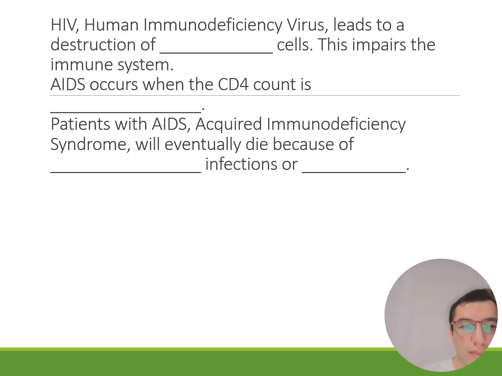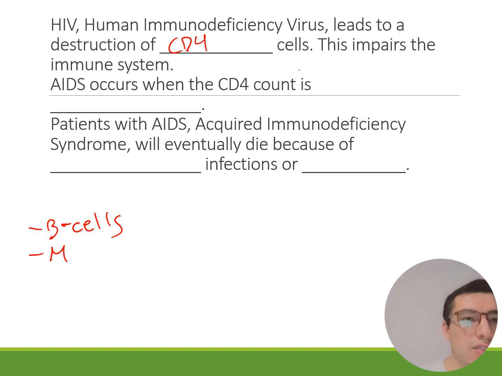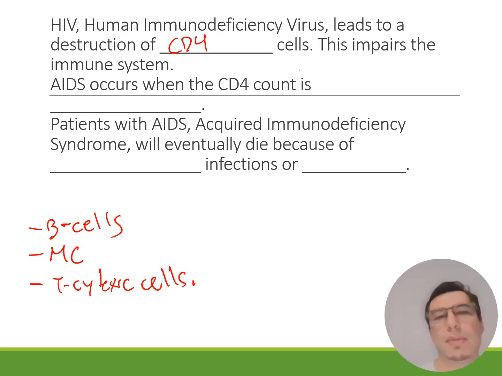So this portion is talking about the disruption of the entire immune system through the destruction of CD4 cells. Remember that CD4 cells are activating B cells. They also activate macrophages, and they also activate T cytotoxic cells. So helper T cells or CD4 cells play a huge role in coordinating that immune response. If you don't have helper T cells, it will be very hard for your body to create antibodies against a specific pathogen or the virus.